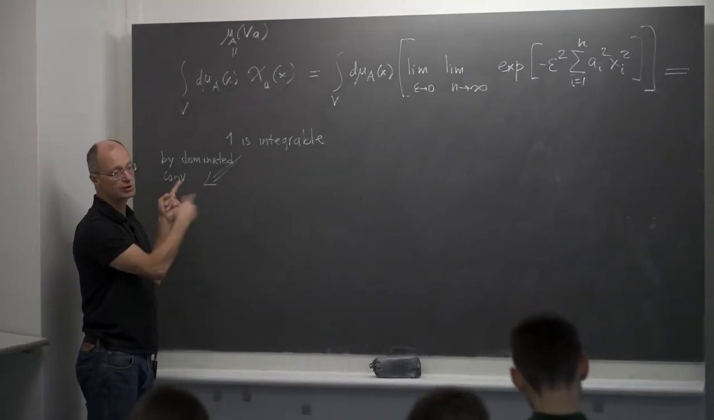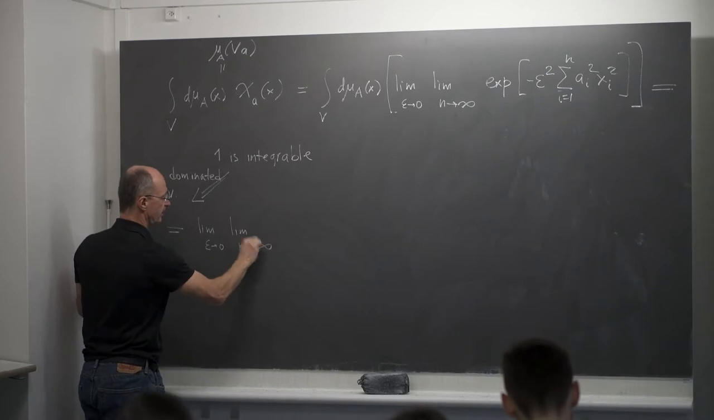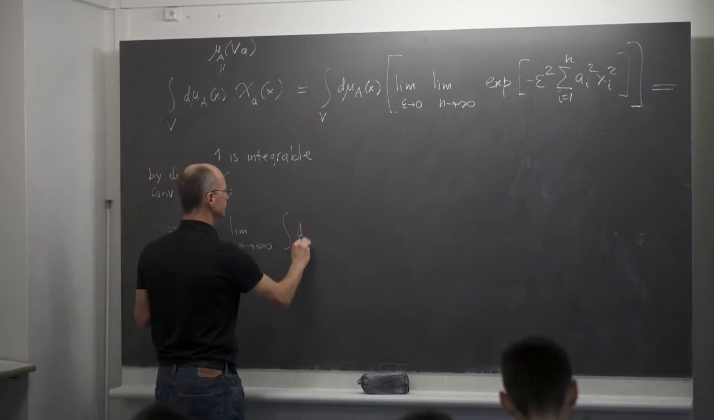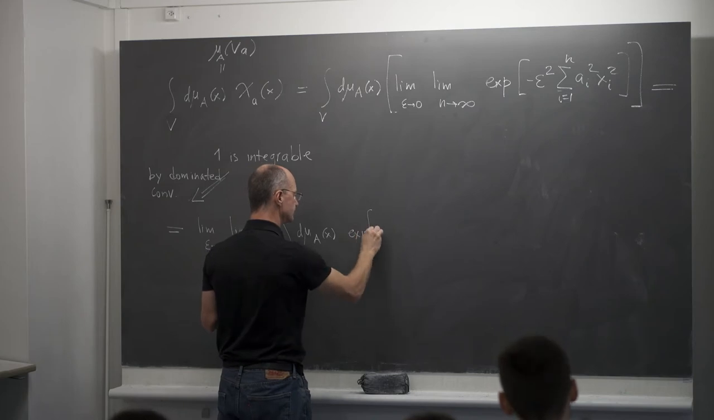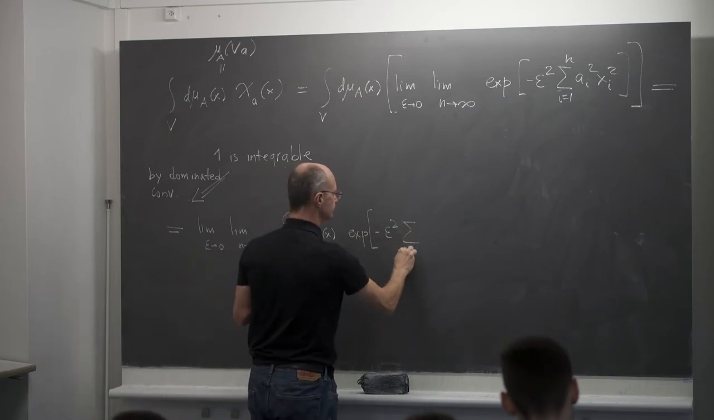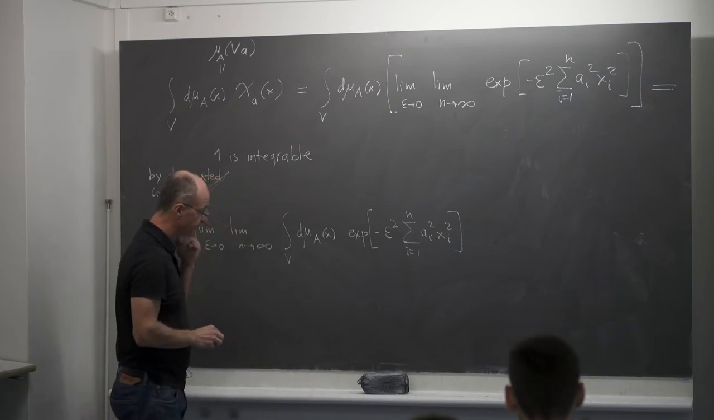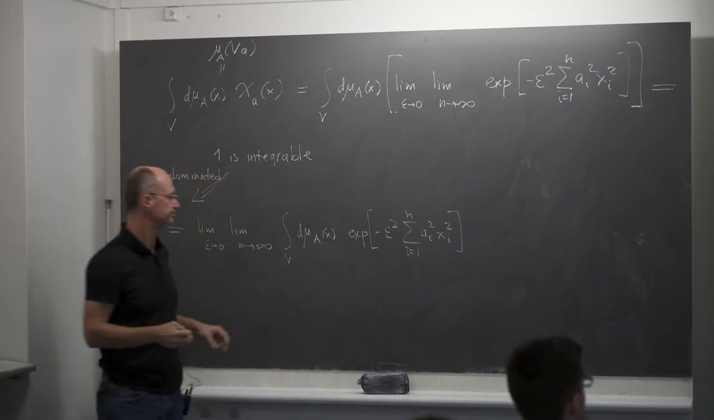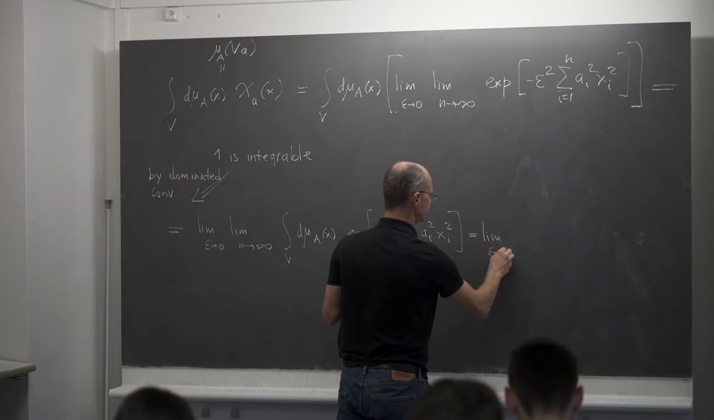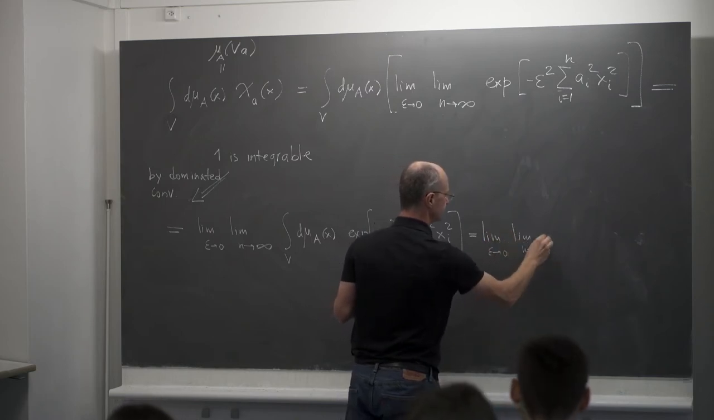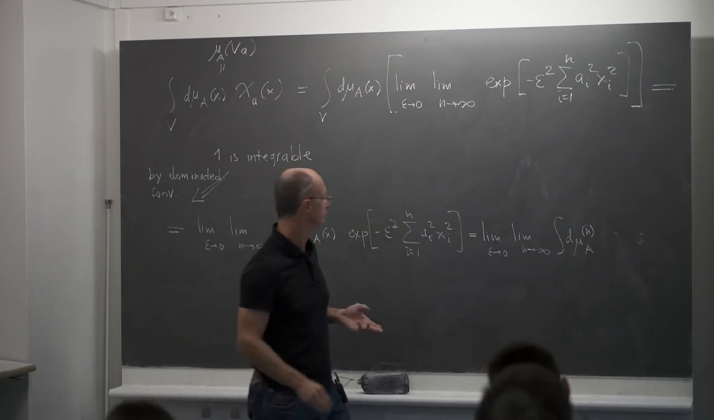So by dominated convergence, we can actually exchange the limits. We take out the limits, and we have now here d mu a of x, and here we have exponential minus epsilon square. But these are the integrals that we know how to compute. First of all, these are the two limits. And we can replace the infinite dimensional Gaussian measure by the finite dimensional one.